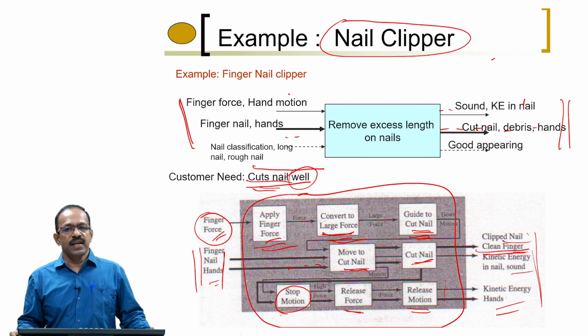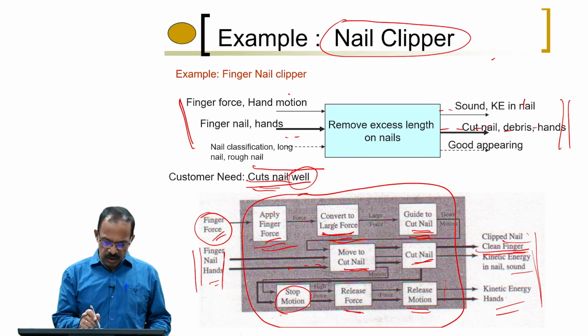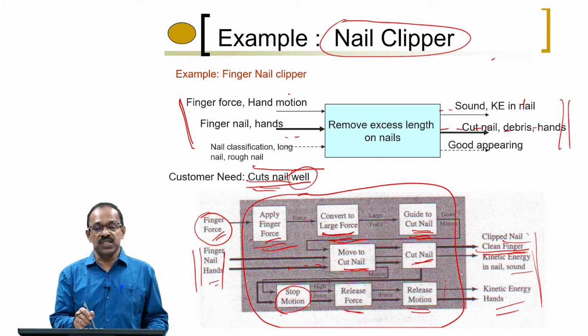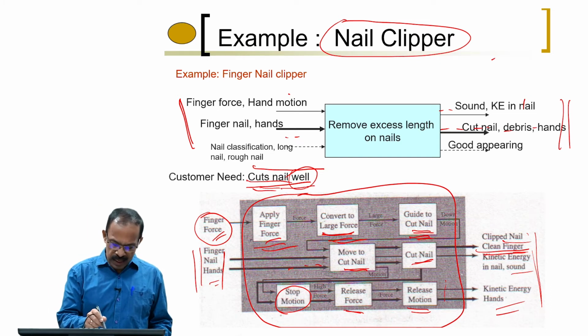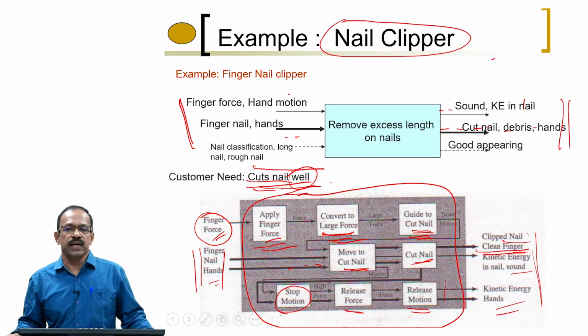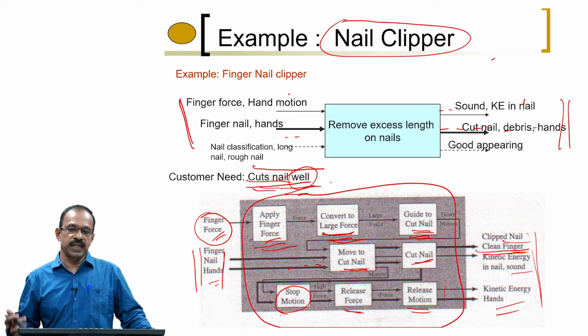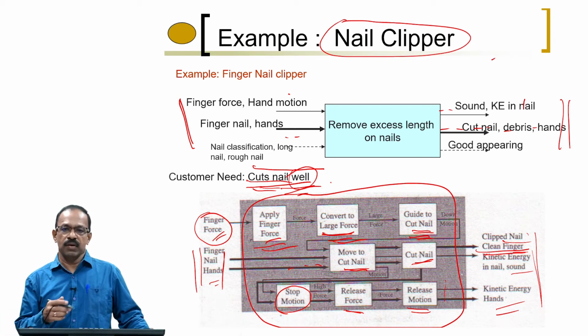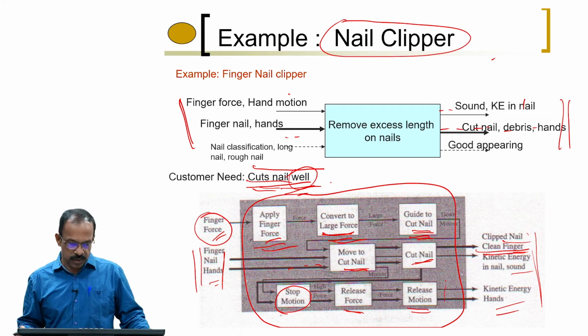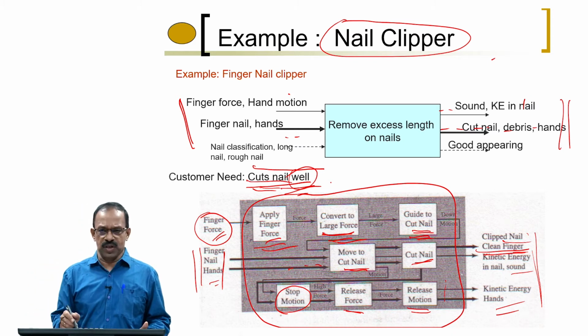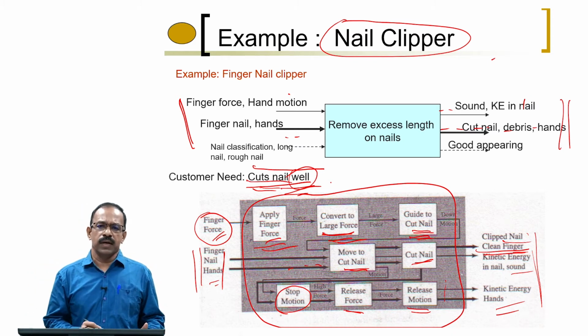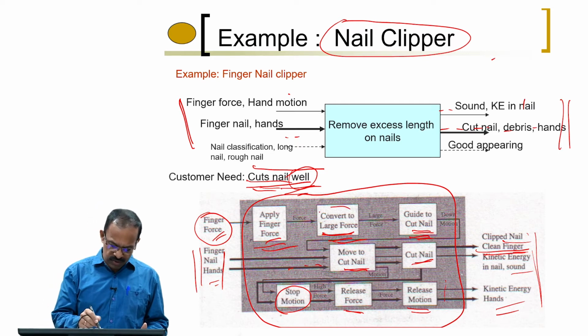Now, as a designer you need to check which of these functions can be improved to meet the nail clipper requirements. Either you can look at the existing products and see which function can be improved to get this requirement, or you can think of a totally new concept for each one of these functions to get the satisfaction of the customer. For example, convert to large force.